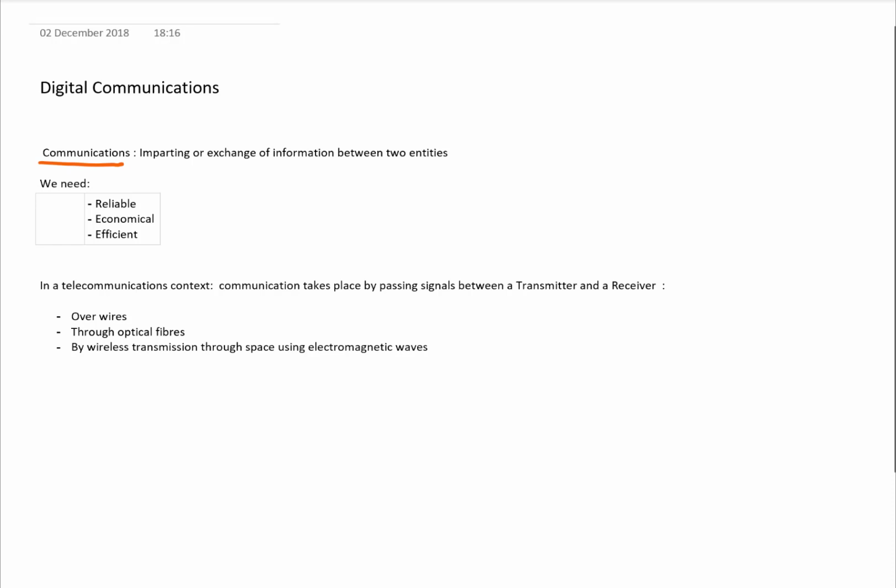If we go more to the telecommunication context, communications basically take place by passing signals between a transmitter and a receiver. These communications can be done over wire. We can think about a phone directly connected to a central station. This station connects to the other phone in our house. So this is a wire connection.